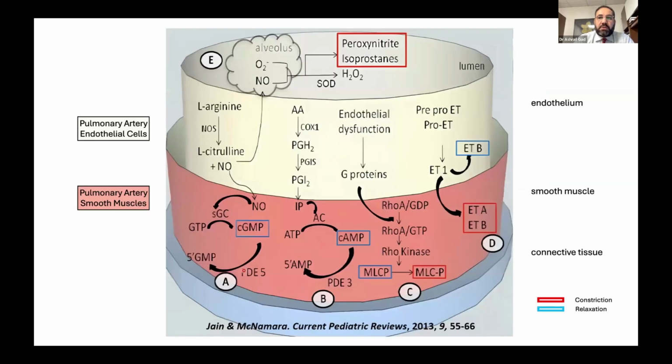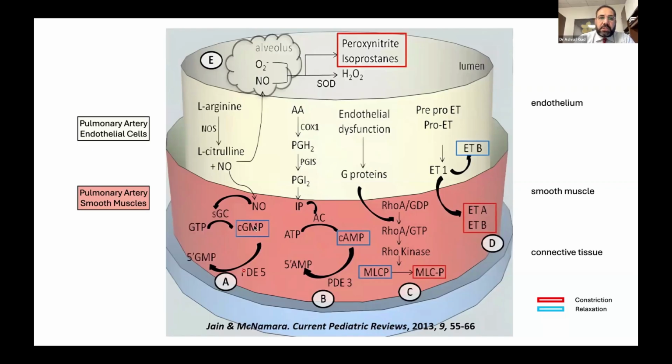So what's going on in the endothelial cells of the pulmonary vascular bed? We have a couple of molecules. Some of them will facilitate vasodilatation and relaxation of the pulmonary bed, while other molecules act to antagonize this effect.